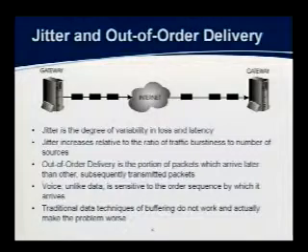Jitter and out-of-order delivery. As some friends of mine in the industry have pointed out, there's a difference between jitter and out-of-order. Jitter is basically the variability in latency. Out-of-order delivery is the portion of the packets that arrive later than others and out of sequence. That resequencing causes severe problems.